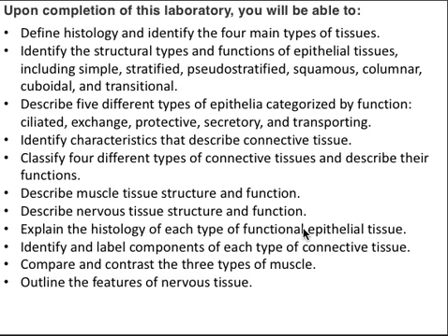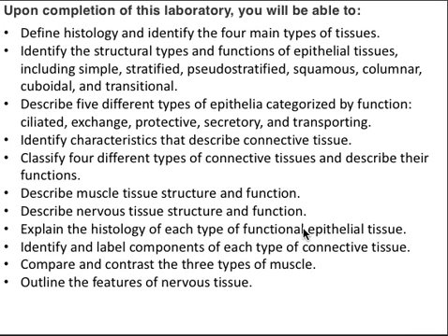Once you're done with this lab, you should be able to define histology and ID the four main types of tissues, ID the structural types and functions of epithelial tissue, including simple, stratified, pseudostratified, squamous, columnar, cuboidal, and transitional. Describe 5 different types of epithelia categorized by function, including ciliated, exchange, protective, secretory, and transporting. Identify characteristics that describe connective tissue. Classify 4 different types of connective tissue and describe their function.